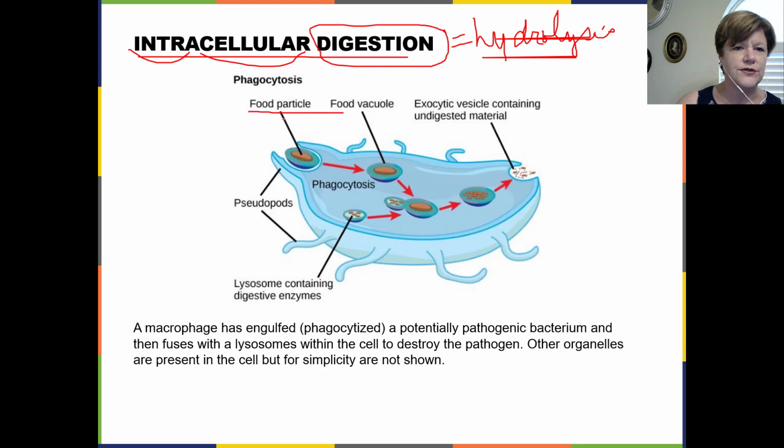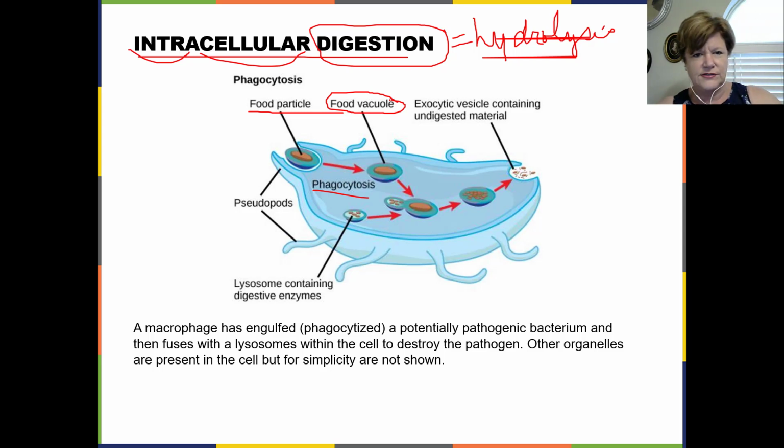So let's say the cell takes in some food, some macromolecules. We're just going to call it food. And that process is called phagocytosis. So taking food into a vesicle, and we usually call it the food vacuole, not the food vesicle, although I couldn't care less. If you call it the food vesicle, it's fine. But for whatever reason, it's become standard to call it the food vacuole. So the food vacuole is the vesicle that comes into the cell by endocytosis, phagocytosis, that brings the food in.